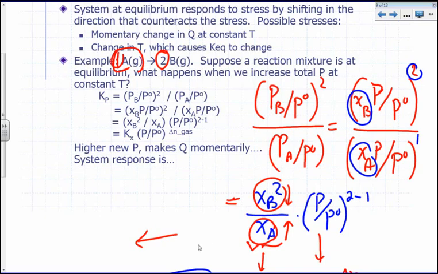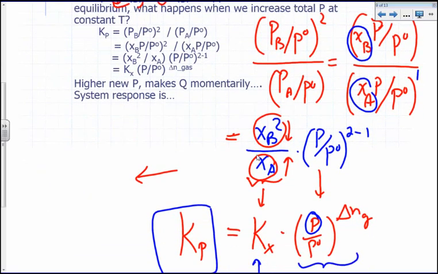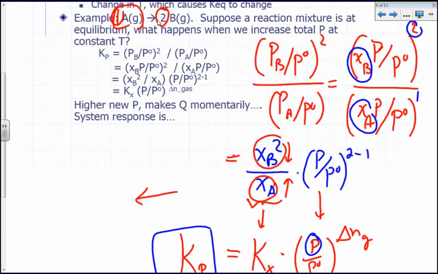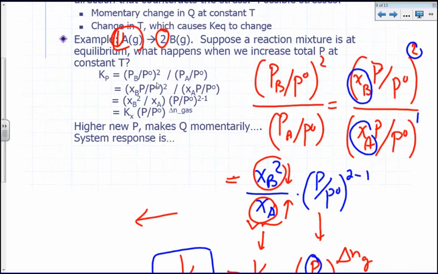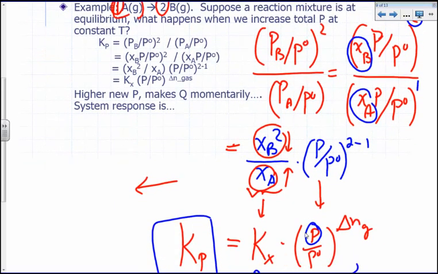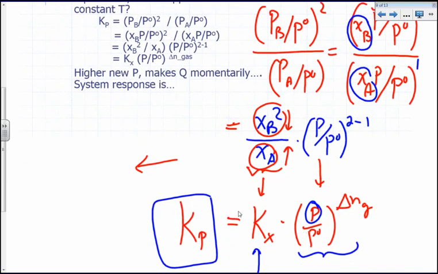Now, if this reaction were switched, the conclusion you'd reach would be the opposite, because then your delta N gas would be a negative number: 1 minus 2 would be negative 1. So you have to look at reactions on a case-by-case basis. But in general, your prediction that an increase in pressure will cause a reaction to shift to the side with fewer moles of gas is generally true. This is how you show that that is in fact the case.